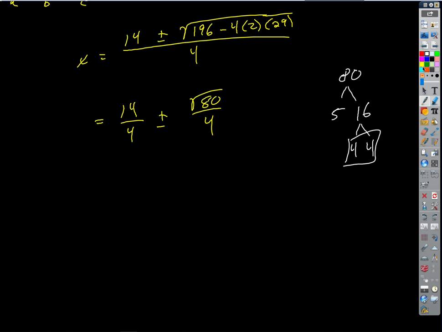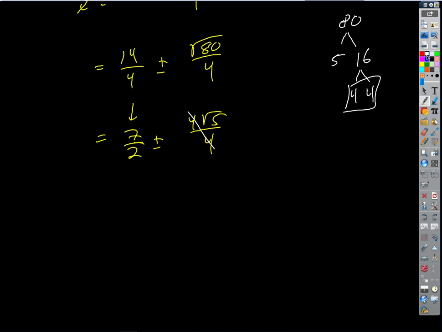So this looks like, what's 14 over 4 reduced to? Good. 7 over 2 plus or minus. Square root of 80 becomes, right here we can see it's a couple of 4s, single 5, so that's 4 radical 5 over 4. But 4 over 4 reduces to 1 over 1, right? And so our final answers are 7 over 2 plus or minus square root of 5. Okay, both of those.